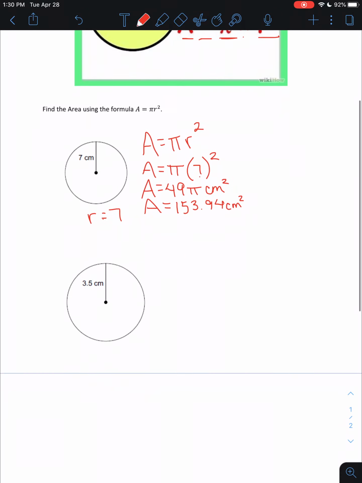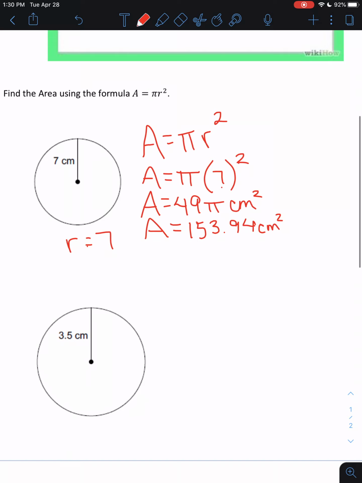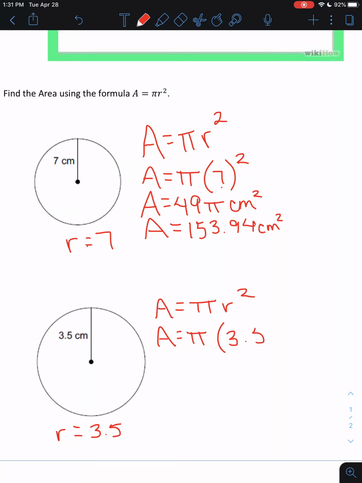Okay, so we're going to go down and we're going to have a second example here. First thing we always start with is writing our formula. Area equals pi times our radius squared. Here our radius is 3.5. So let's fill in. Area equals pi times 3.5 squared.